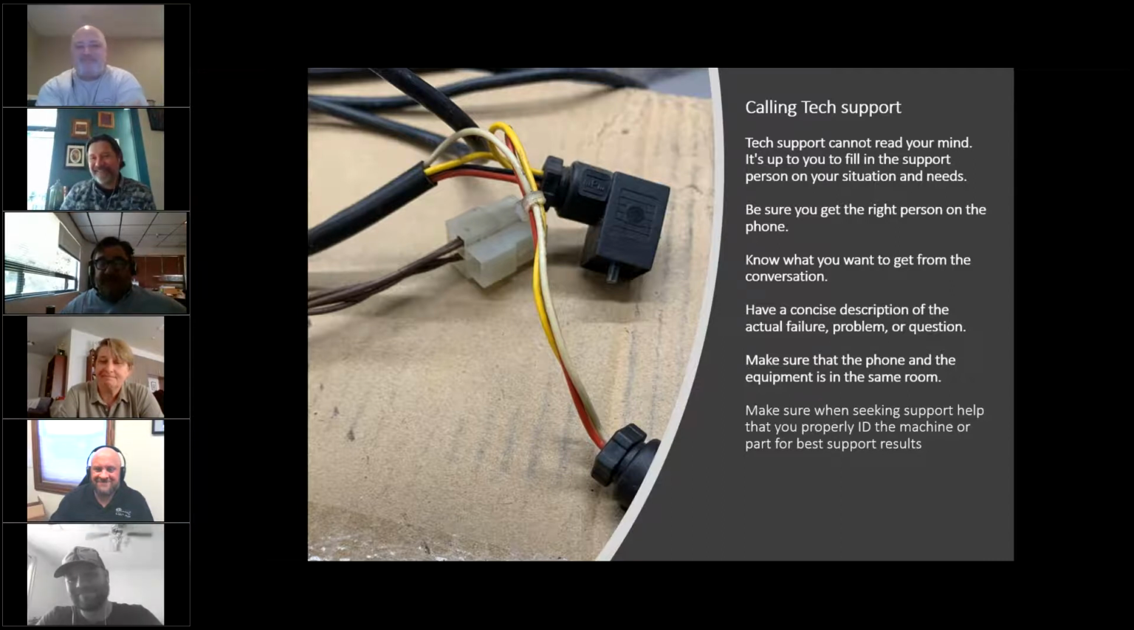And then make sure when you're seeking support help that you properly ID the machine or part for the best support results. Because I've had this happen where it's like, well, I'm working on a coffee machine. Well, we're going to recommend a fill valve. Then you get a fill valve for an entirely different machine. So calling tech support is a key component of troubleshooting, and get past the, I don't want to call tech support because... I've had this happen. I've had a customer say, well, your tech wasn't trained because he called tech support while he was on site.